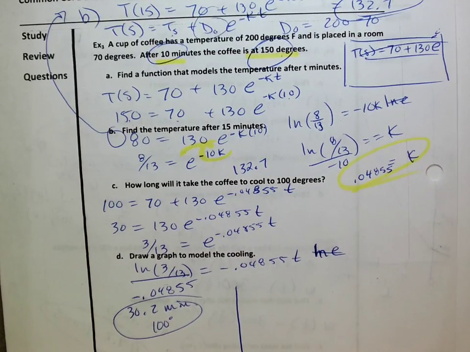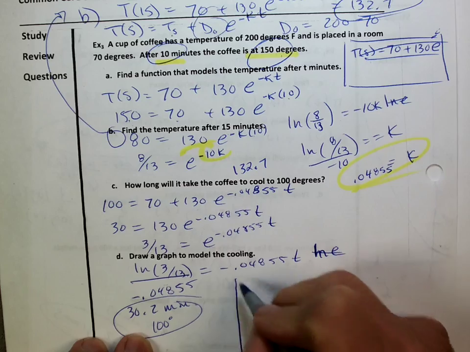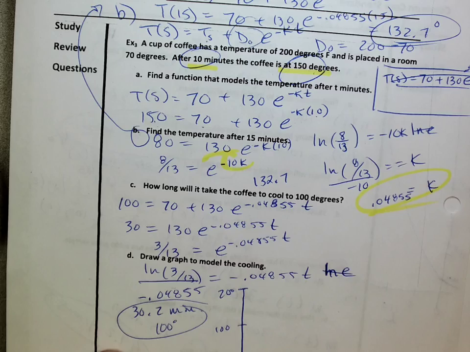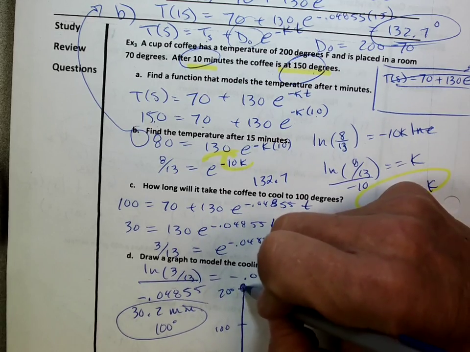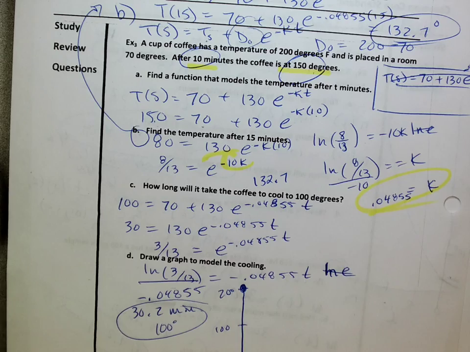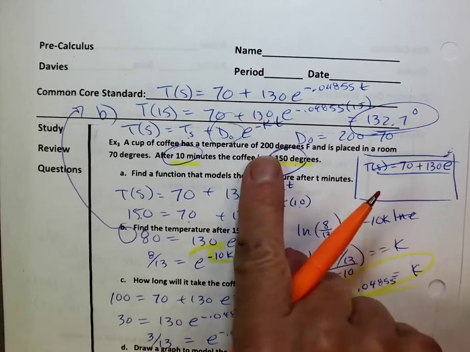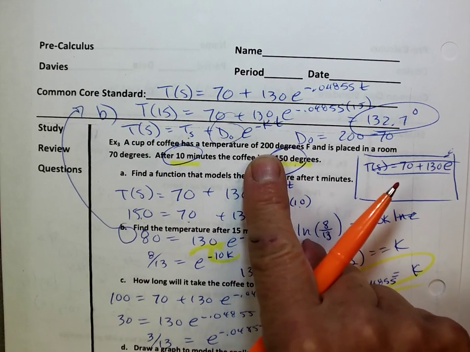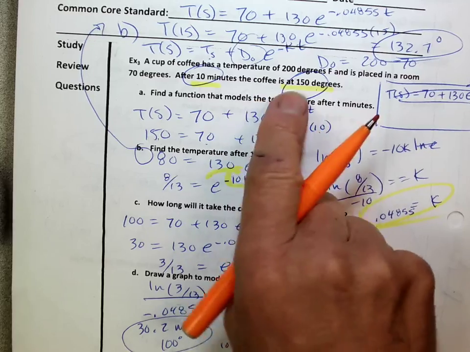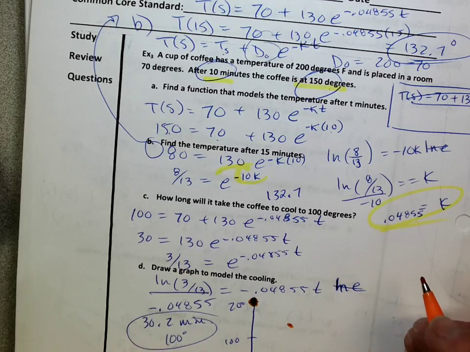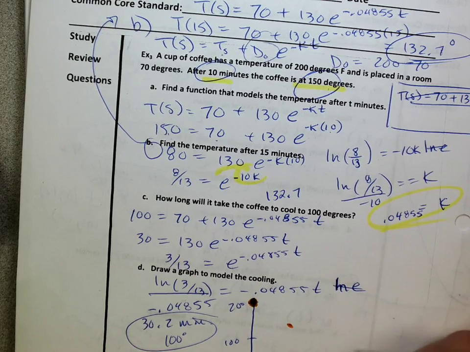So I'll put time down here. Let's go 10, 20, 30, right? We know it started way up at 200 degrees. So it initially started at 200 degrees. So I'm going to put a point up there. I'll do it in orange, okay? So that's my initial temperature. 200 degrees is when we pulled it out of the microwave, right? Boom. We know 10 minutes later, it was at 150, so I can put a point about there. I know at 30.2 minutes it's at 100 degrees, about there.